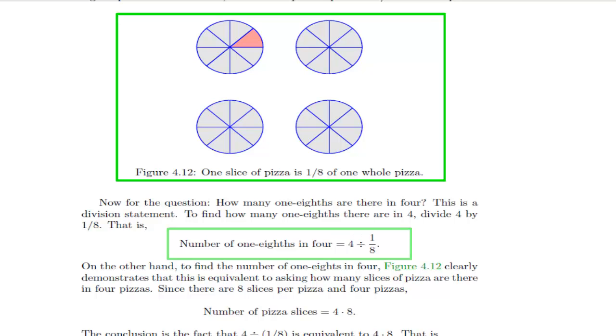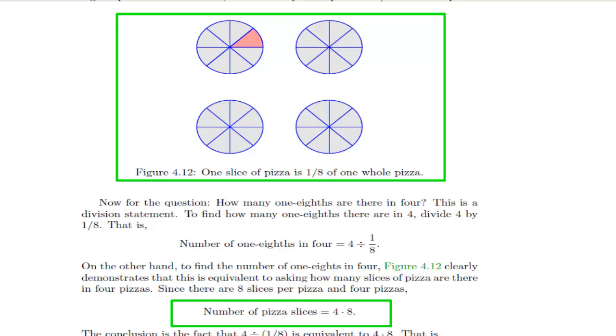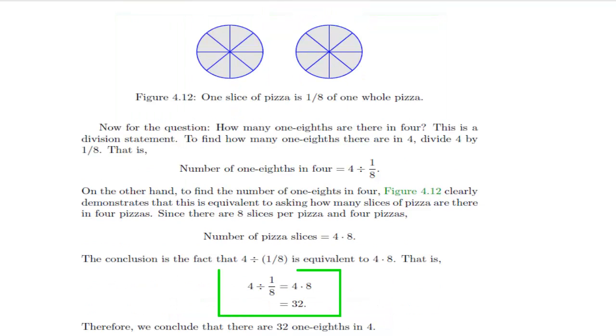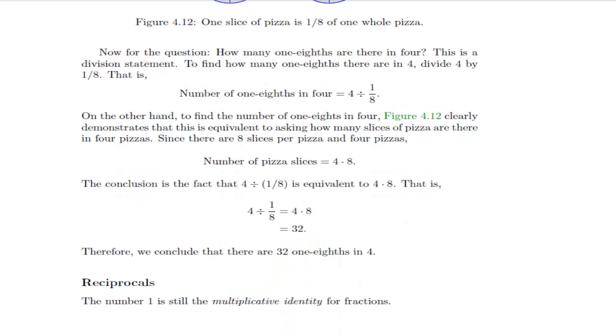On the other hand, to find the number of 1/8 in 4, Figure 4.12 clearly demonstrates that this is equivalent to asking how many slices of pizza are there in 4 pizzas. Since there are 8 slices per pizza and 4 pizzas, the number of pizza slices equals 4 times 8. The conclusion is the fact that 4 divided by 1/8 is equivalent to 4 times 8. That is, 4 divided by 1/8 equals 4 times 8 equals 32. Therefore, we conclude that there are 32 1/8 in 4.